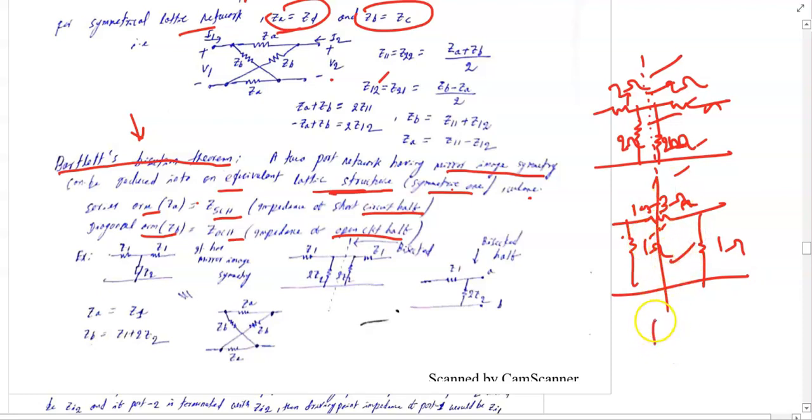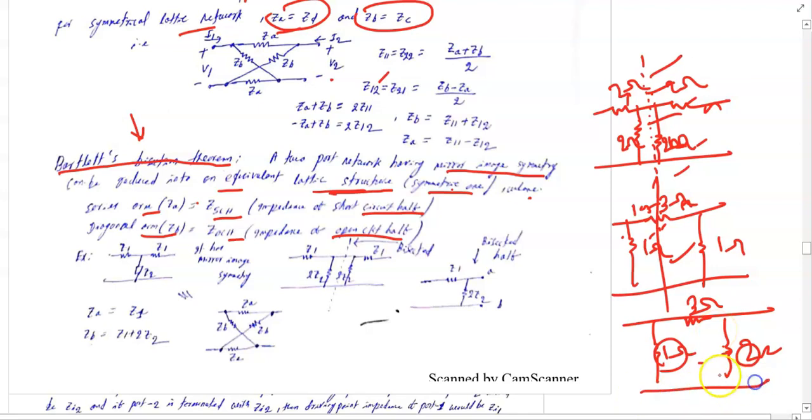But this is not a mirror image symmetry. 3 ohm, 1 ohm, 2 ohm. This is not a mirror image symmetry. I cannot, because this is 1, this is 2. I cannot find anywhere I can put a mirror so that I can see the same formation across the mirror. I can never do. Okay.